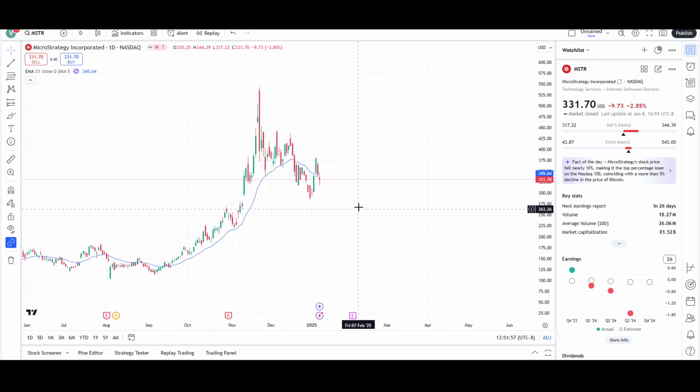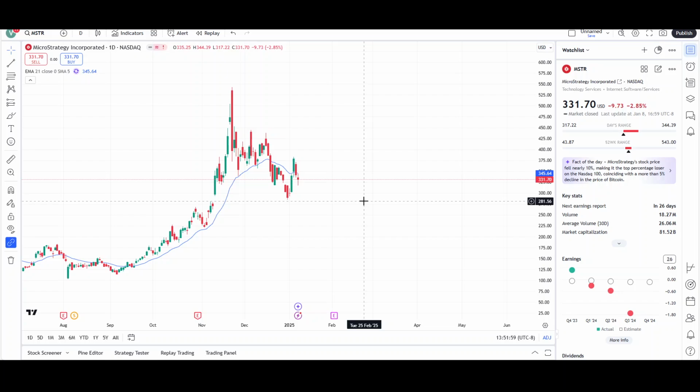Yes, it's highly correlated, but is it 100% correlated? No, it's not 100% correlated. Every day is not a red day for Bitcoin and a red day for MicroStrategy, or a green day for MicroStrategy and a green day for Bitcoin. It doesn't work like that. And sometimes you're going to have different days. Even Bitcoin dropped more than MicroStrategy, I believe, yesterday. So you're not always going to have more volatility on MicroStrategy. Sometimes you might see it on Bitcoin. So it's not 100% correlated. So that's why I analyze MicroStrategy only.